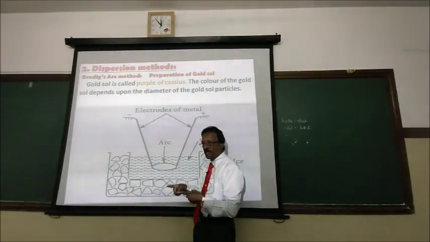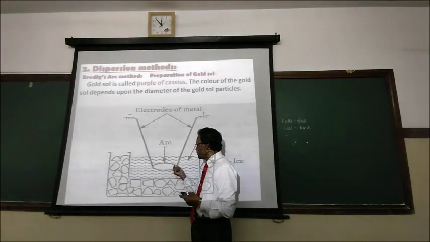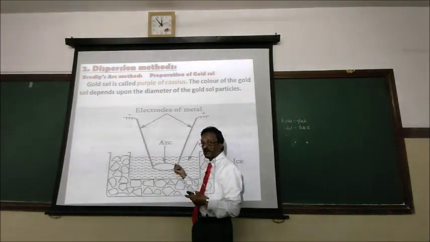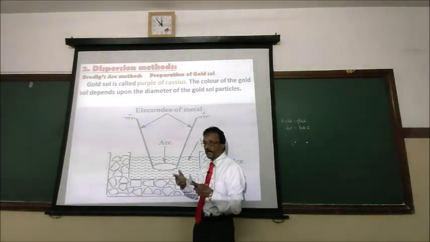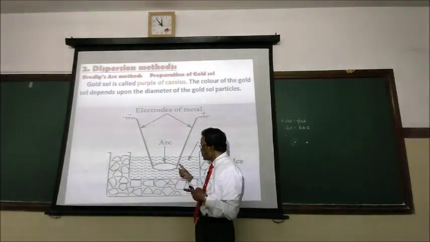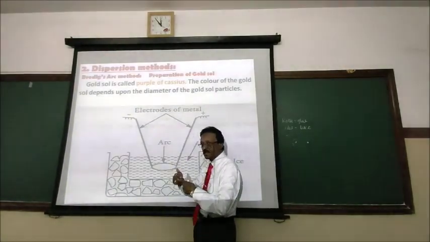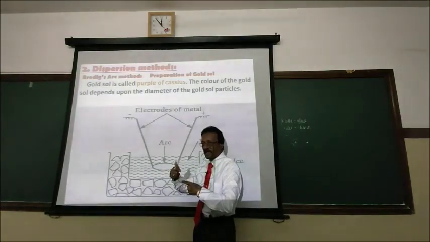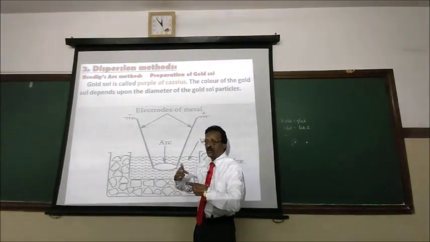When the arc is produced, what happens? High temperature is produced. Some of the gold atoms vaporize. So gold atoms are produced, and then they suddenly cool. What happens? Aggregation takes place. One atom aggregates to another atom by force of attraction, so the atoms accumulate one over another.